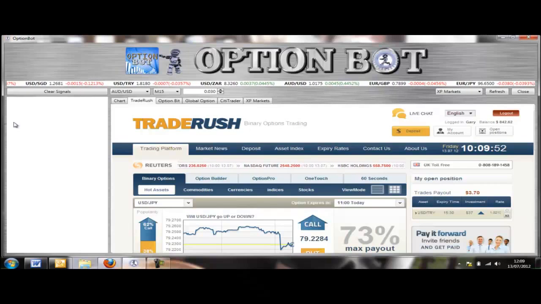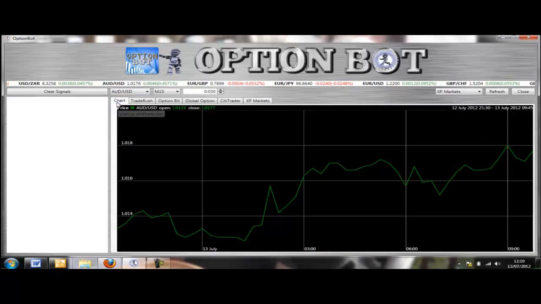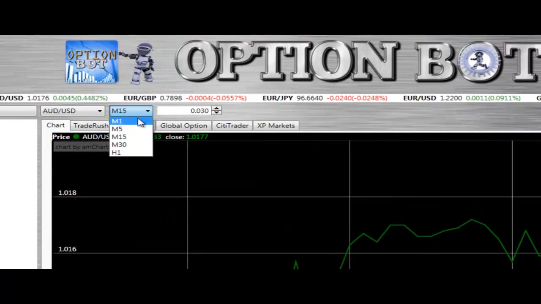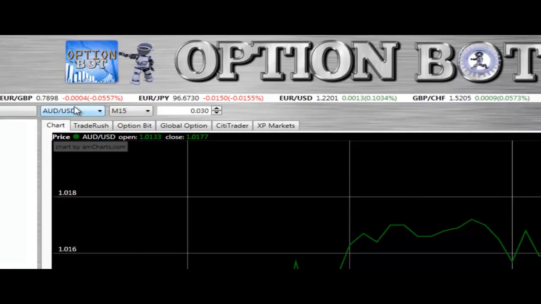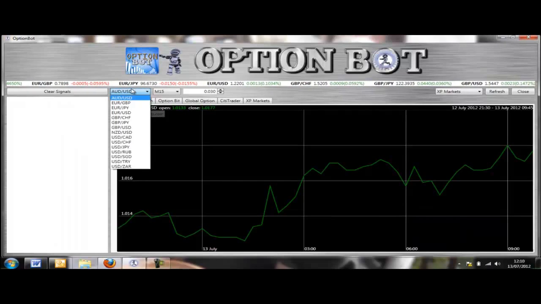This is OptionBot, the world's most accurate binary options indicator for currency pairs. On the left-hand side, we have 15 currency pairs that OptionBot constantly analyzes. To the right of the pairs, you can set the software to analyze the last minute, 5 minutes, 15 minutes, 30 minutes, and 1 hour. For the purpose of this demo, we're going to select M15, which means 15 minutes.